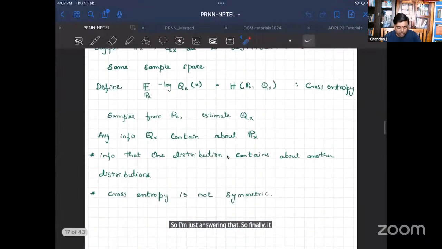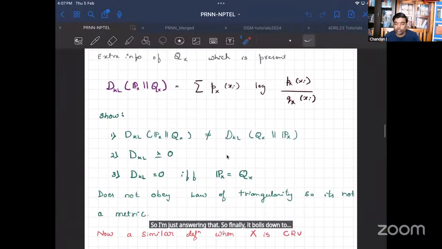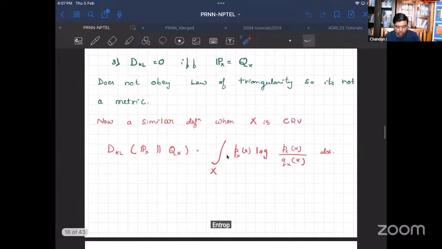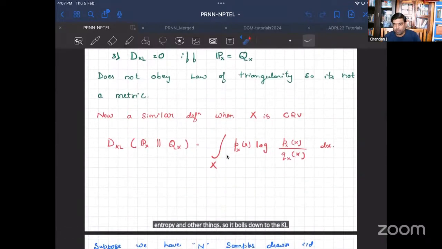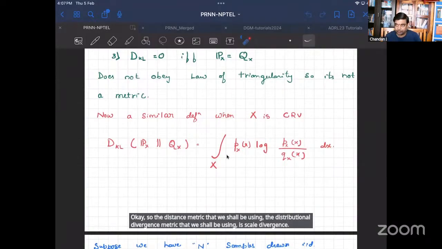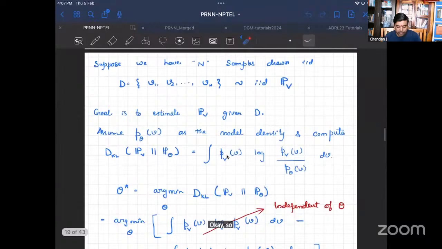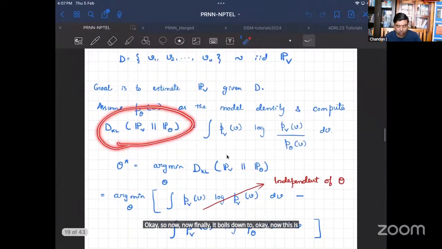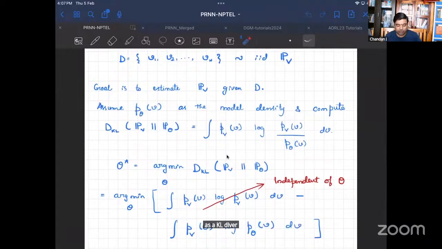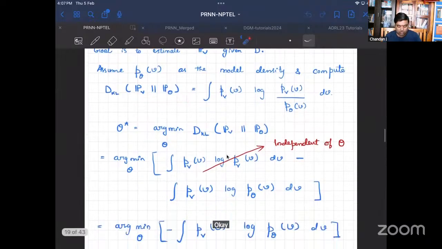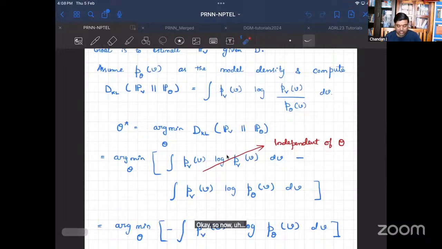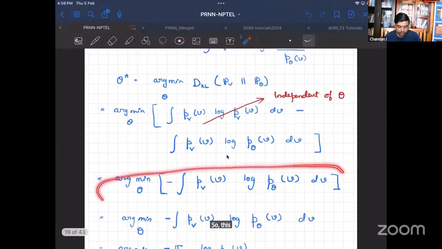I'll not go into the details of entropy and other things. It boils down to the KL divergence. The distributional divergence metric that we shall be using is KL divergence. This is how you have the KL divergence between Px and P theta. As you expand, you see this term is independent of theta, so it goes off. This is what you get finally.